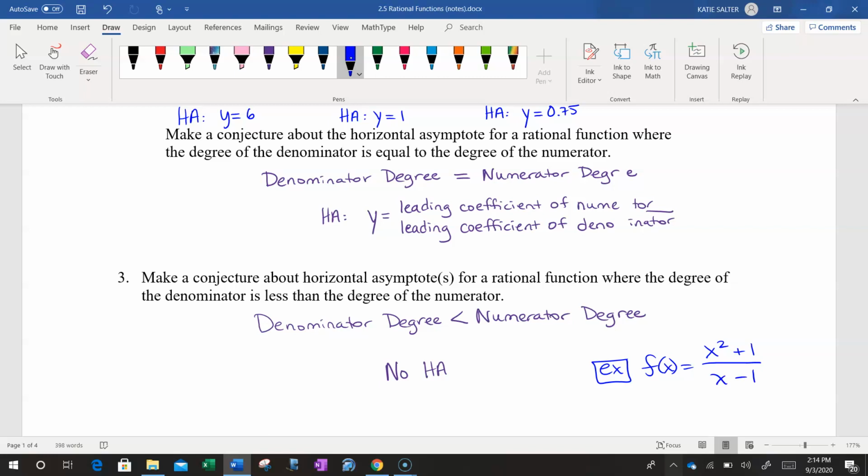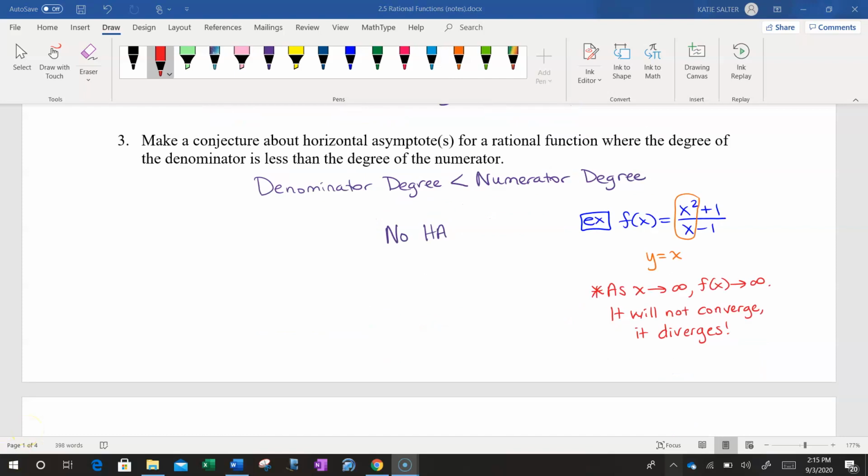As x gets really, really big, if you just ignore this part, we are left with x squared over x. And if you divide x squared by x, you're still left with y equals x. So as x goes to infinity, so does the function go towards infinity. So it doesn't have a horizontal asymptote because it never converges. Maybe pause the video, get down what you need, and then let's go to the next page.